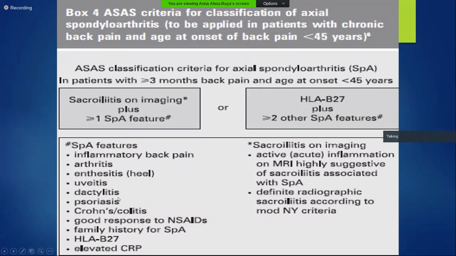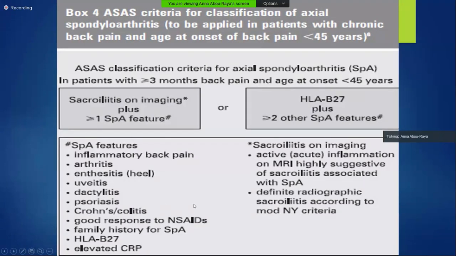What are they? There is a list of features. Number one, inflammatory back pain that we have just described, arthritis, enthesitis, uveitis, dactylitis, meaning inflammation of the digits, psoriasis, Crohn's, or ulcerative colitis. When I give him non-steroidals, he gets a good response. Family history of SpA: for example, my mother has psoriatic arthritis and my uncle also had ankylosing spondylitis. HLA-B27 is positive and an elevated CRP.